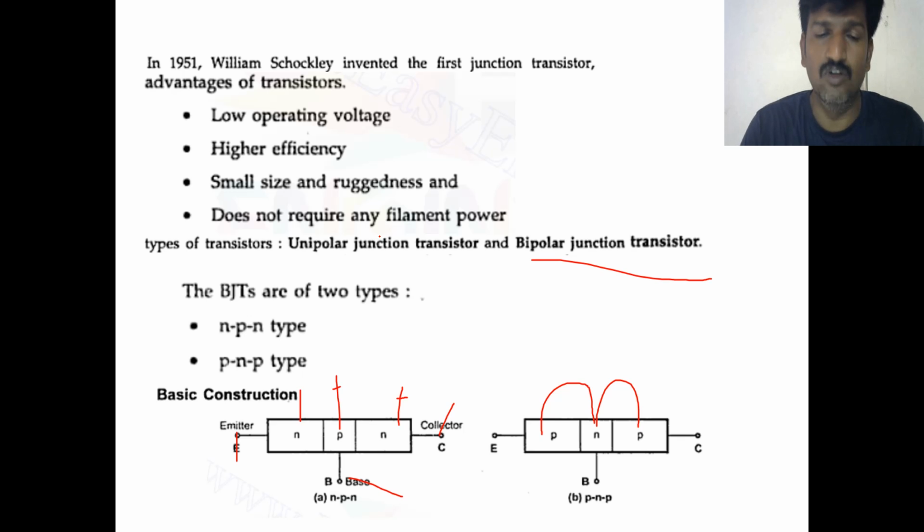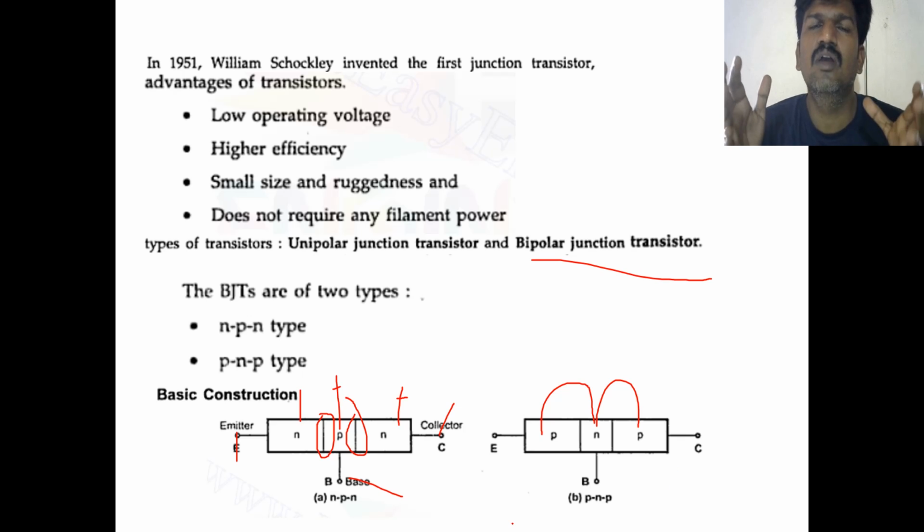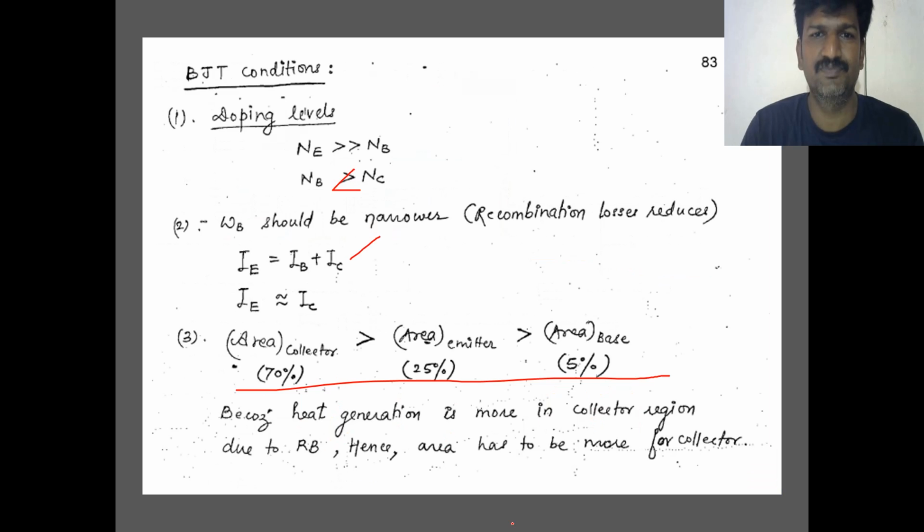One more point you have to remember. Here, the junctions are being formed. This junction you can call the emitter to base junction. This junction you can call the collector to base junction. It means that two junctions are formed: emitter to base and collector to base. Those junctions are making a diode, a PN junction.